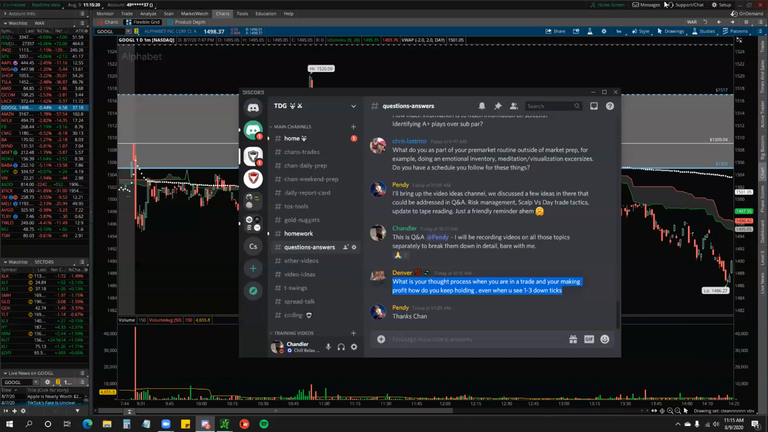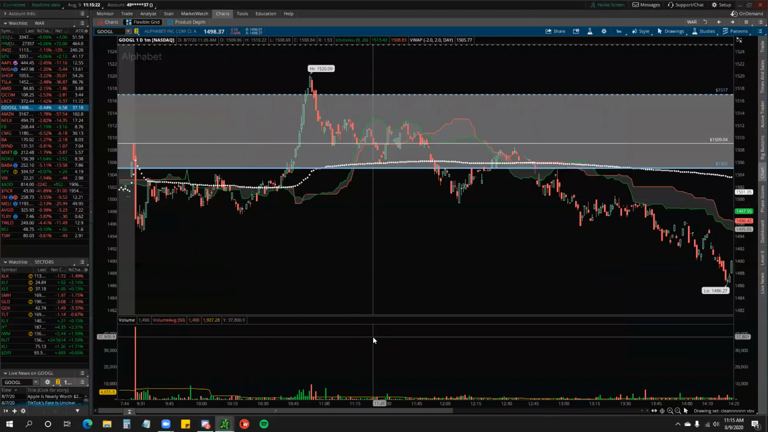Right, guys, Google could have rolled over. It could have kept going. I don't care. The plan was to get in, accept zero, and when it breaks, look to lock at 15.17. And that's exactly what happened.